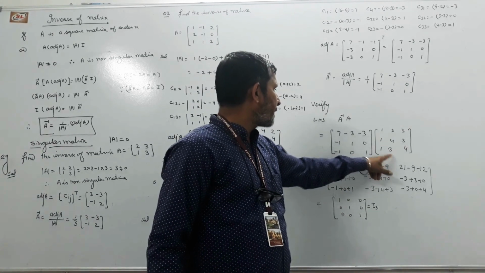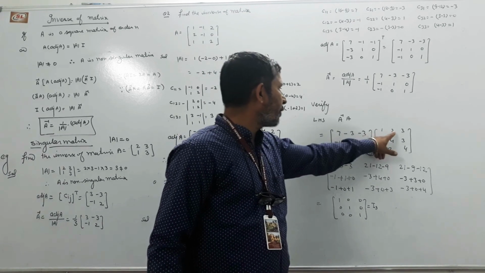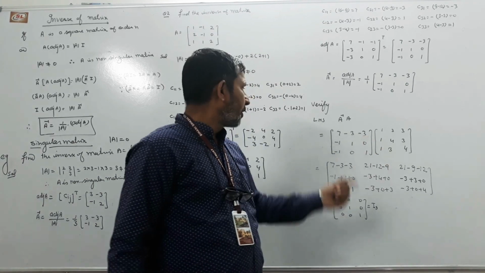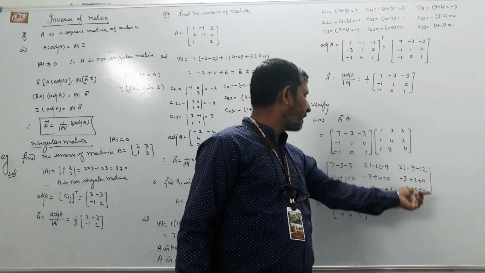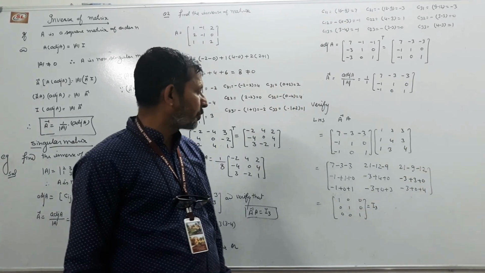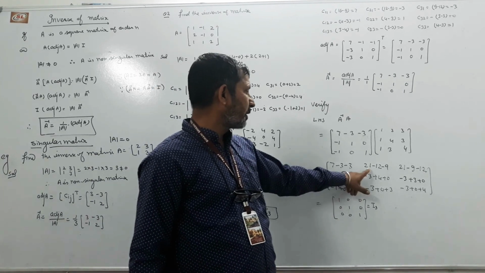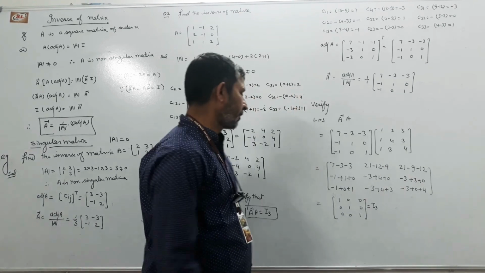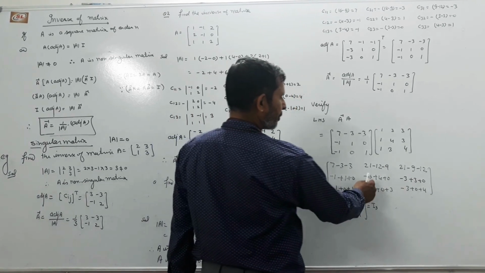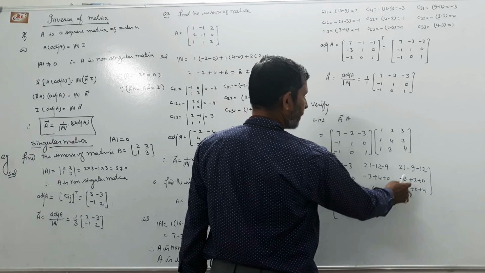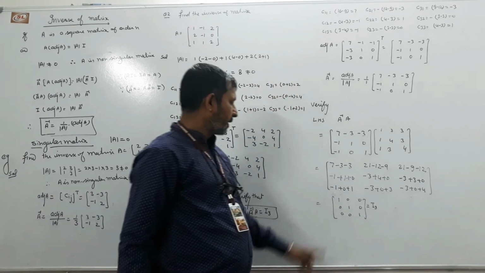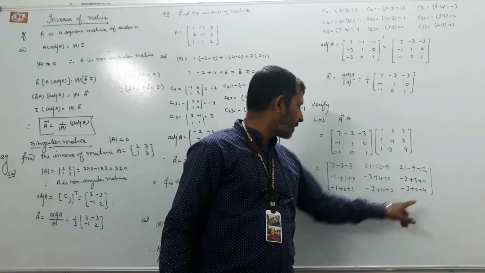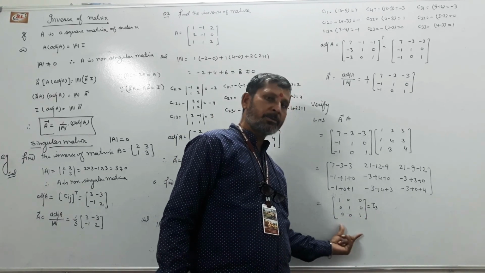First row multiplied by second column: 7 into 3, minus 3 into 4 and minus 3 into 3. First row multiplied by third column. By the same condition we find the multiplication of these two. 7 minus 6, 1. 21 minus 21, 0. 21 minus 21, 0. Minus 1 plus 1, 0. Minus 3 plus 4, 1. Minus 3 plus 3, 0. Minus 1 plus 1, 0. Minus 3 plus 3, 0 and minus 3 plus 4, 1. That is the unit matrix of order 3.